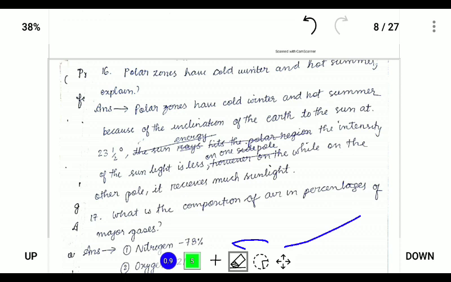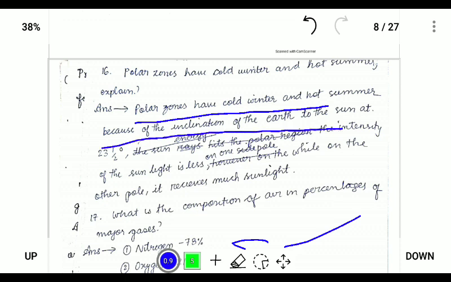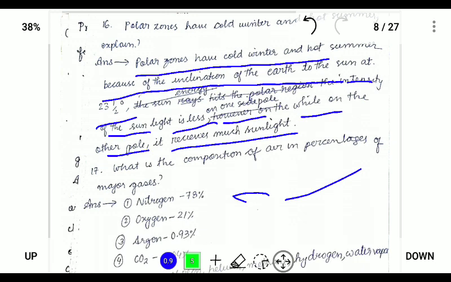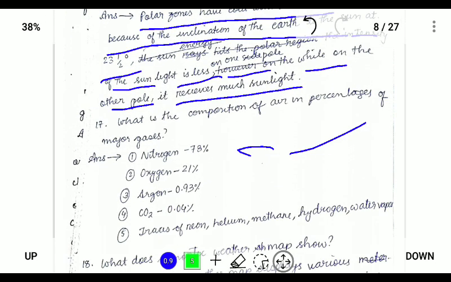So polar zones have cold winter and hot summer because of the inclination of the earth at 23.5 degrees. The energy intensity of the sunlight is less on one pole while the other pole receives more sunlight. So as a result of it, the polar zones have cold winter and hot summer alternately.